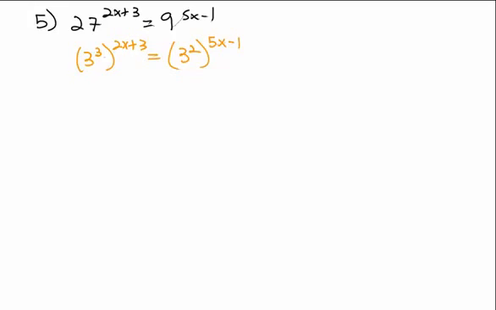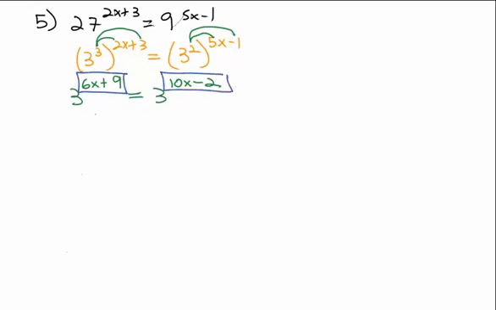We need to multiply exponents, and as we do, I want you to notice we don't just multiply the 3 by the 2, we multiply it by the entire exponent. So it has to distribute through as we do this, and so we get 3 times 2, which is 6x, plus 3 times 3, which is 9, equals 3 to the, distribute the 2 onto the entire exponent, 10x minus 2. And now if the bases are equal, the exponents must also be equal to each other. So we have 6x plus 9 equals 10x minus 2.